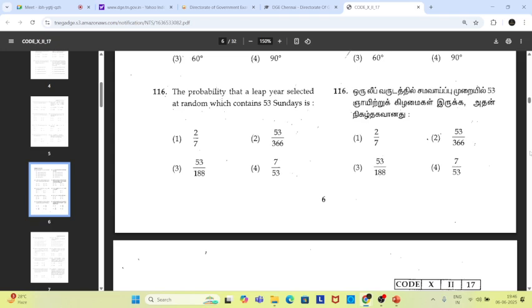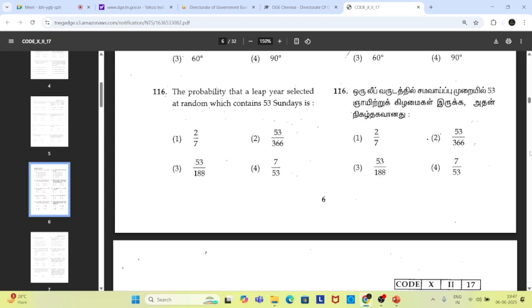So if in that leap year there are 53 Sundays, then that year should have started with Sunday or Saturday, because you have remaining 2. So one more Sunday should come in one of these days, right? That is, you have 2 options to get that 53 Sundays. Of the total 7 days, you have 2. Probability of getting that leap year 53 Sundays is 2.